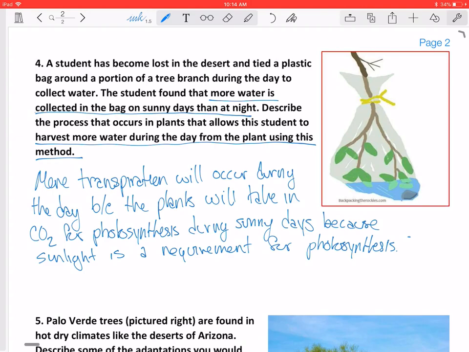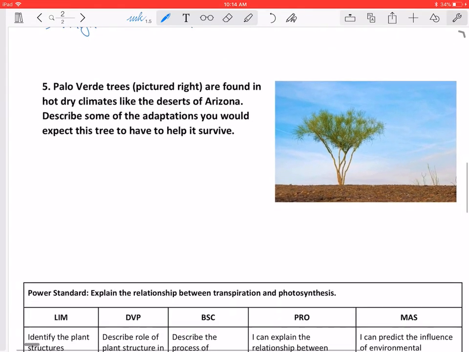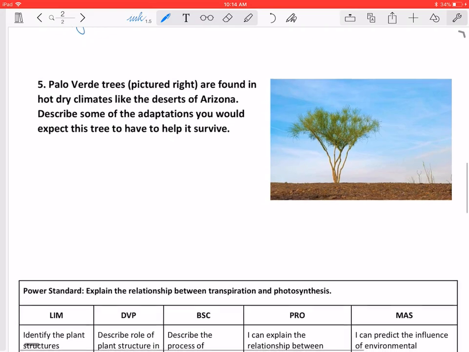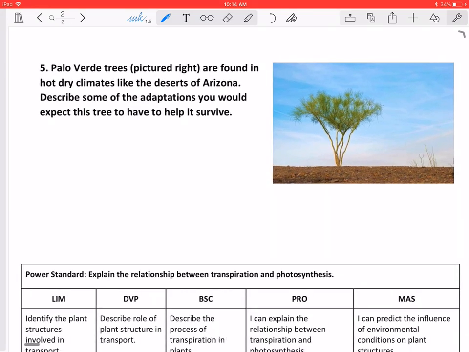And then finally, guys, number 5. This Palo Verde tree pictured here is found in hot, dry climates like the deserts of Arizona. Describe some of the adaptations you would expect this tree to have to help it survive. I talked quite a bit about Palo Verde trees with my students because they have a few very unique adaptations. So there were a couple different things that you could have listed for this.